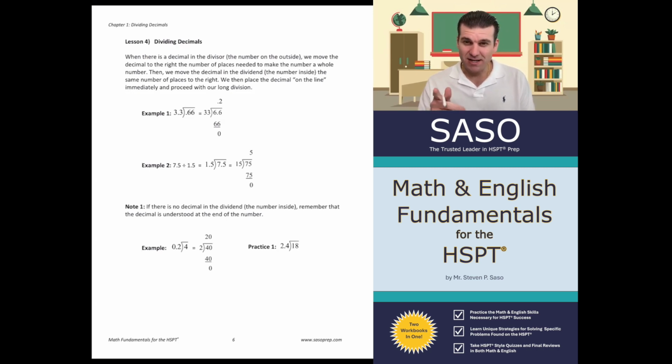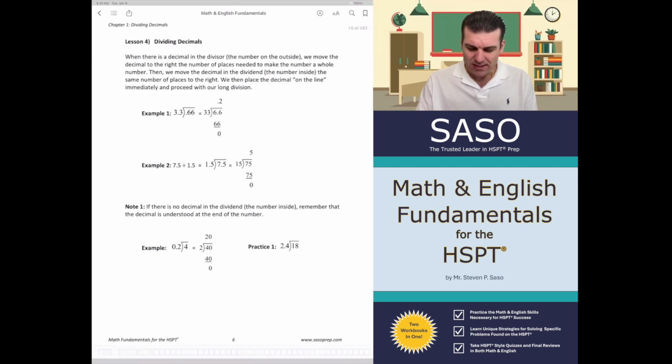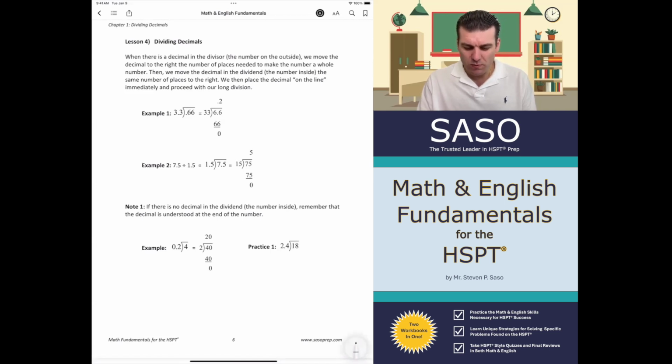So, dividing decimals, here we go. When there is a decimal in the divisor, that is the number on the outside, we move the decimal to the right the number of places needed to make the number a whole number. Then we move the decimal in the dividend, the number inside, the same number of places to the right. We then place the decimal on the line immediately and proceed with our long division. So let me just show you here in this example one.